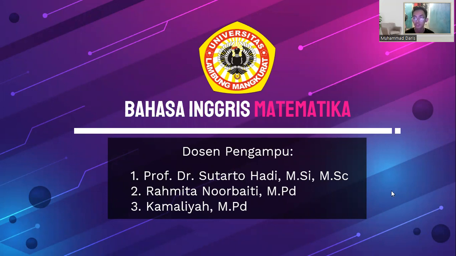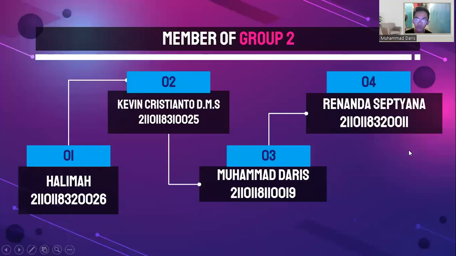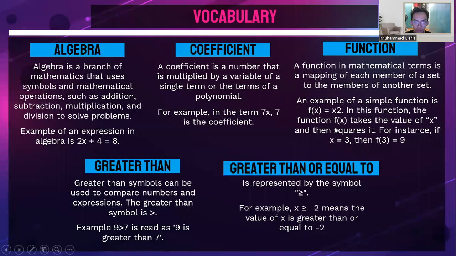Today I want to explain about algebraic equation. Before my presentation, I will introduce myself. My name is Muhammad Daris. You can call me Daris. My student identity number is 211-011-811-0019. First, I want to explain about vocabulary.